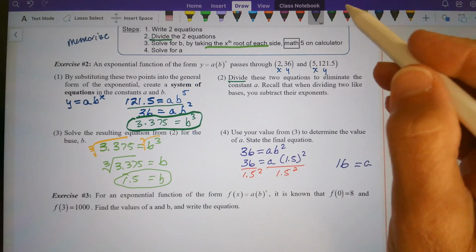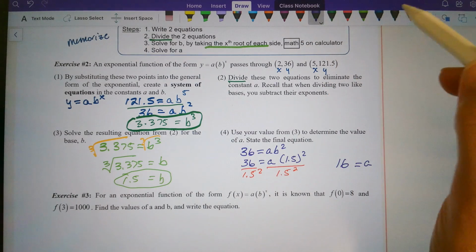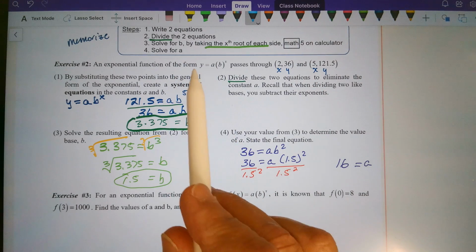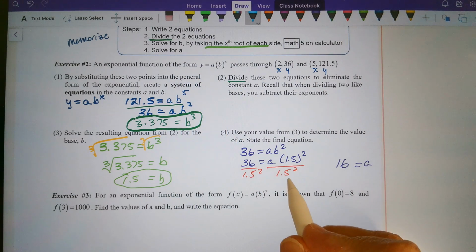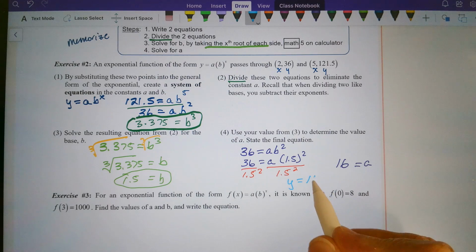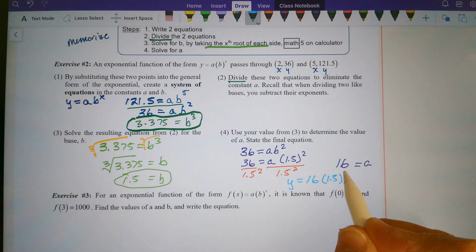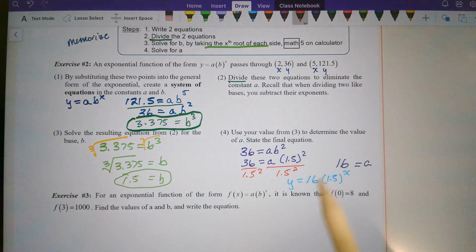State the final equation. Our final equation, in terms of y equals, is y equals 16 times 1.5 to the x.